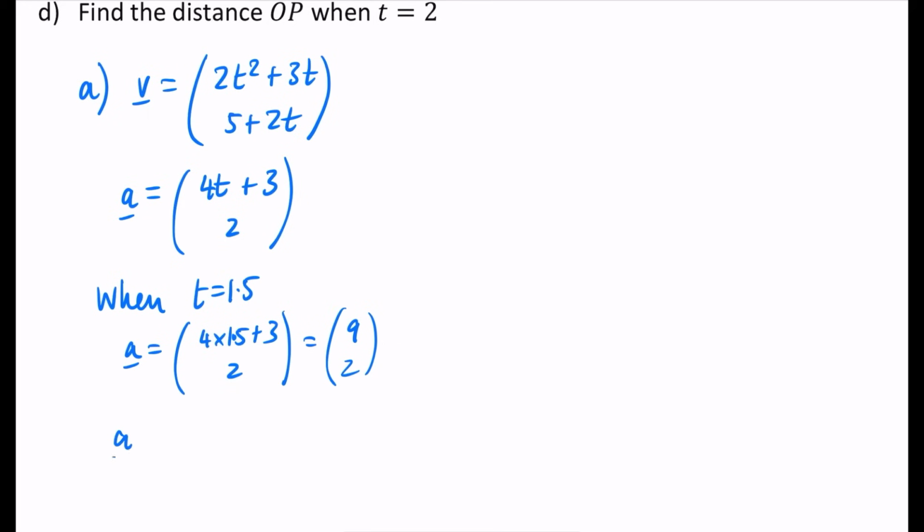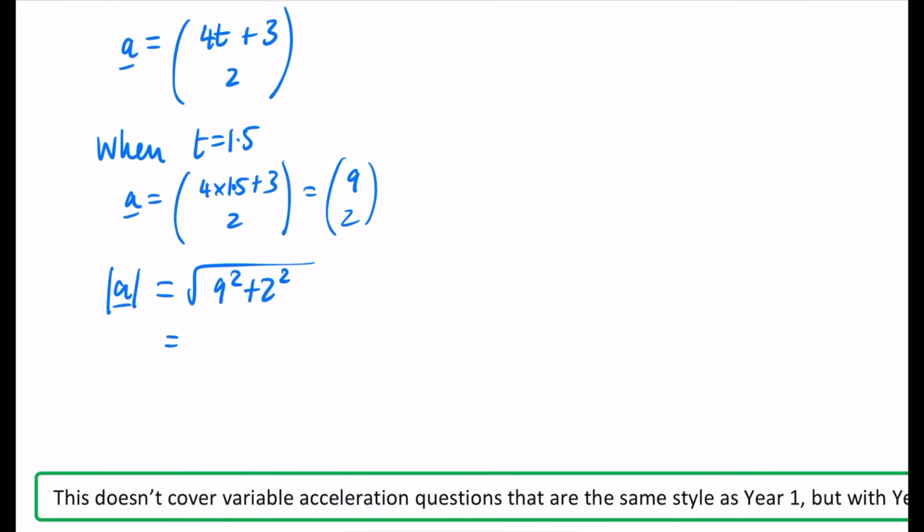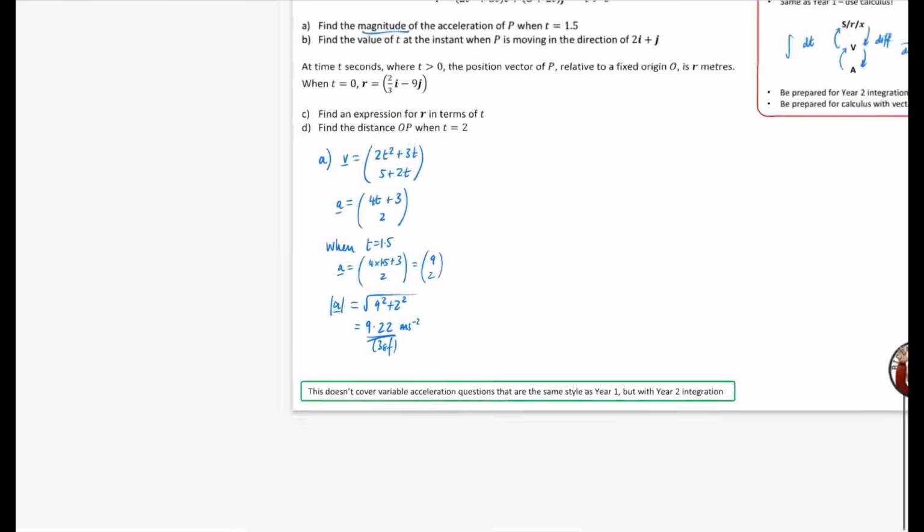And so the magnitude of the acceleration, again, it's just so easy to forget doing this last bit, which gives you a couple of extra marks. It's going to be the square root of 9 squared plus 2 squared. Square root of 85, but I'm going to do it as 9.22. Let's give it some units. To 3 significant figures, 9.22 meters per second squared.